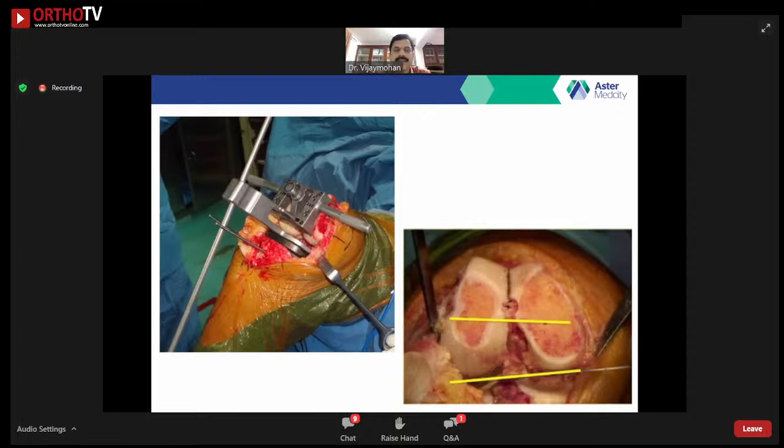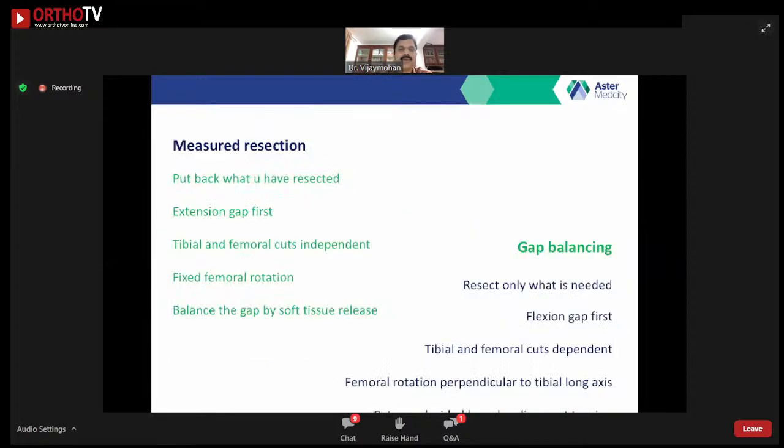But in measured resection, each step has a provision of correction. So maybe that is the reason why measured resection became more popular, and a lot of people went in for it. So essentially, if you compare these two, in measured resection, you put back what you have resected and you do the extension gap first. Based on that, you make the flexion gap and you make releases and adjust both. And the tibial and femoral cuts are independent.